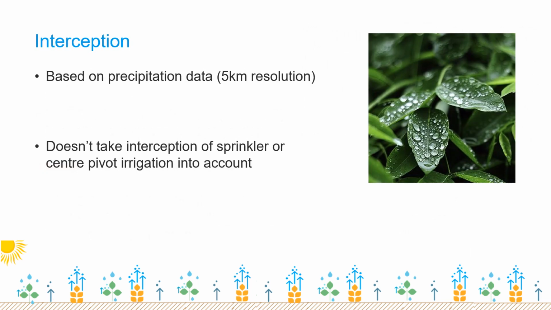The WaPOR data creates the actual evapotranspiration layer by calculating transpiration, evaporation, and interception separately. The interception is calculated first, and this is dependent on the precipitation, which comes at a very low resolution of 5 kilometers. The interception does not take into consideration interception by sprinkler or center pivot irrigation.